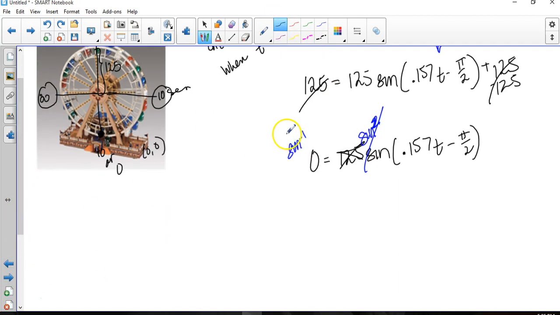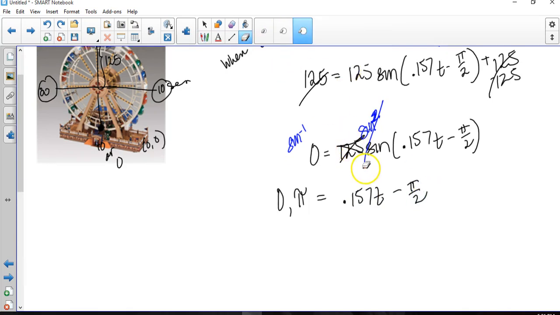What angle has the sine of 0? A 0 and a pi, right? Because you're right on the x-axis. And that's going to be equal to 0.157t minus pi halves. So our coefficient of t, in this case that t is going to be our theta, is not one and done. So after we get this split and this pi over 2 out of the way, and all we have left to do is to divide off that 0.157, that's when we're going to tack on the 2 pi k.